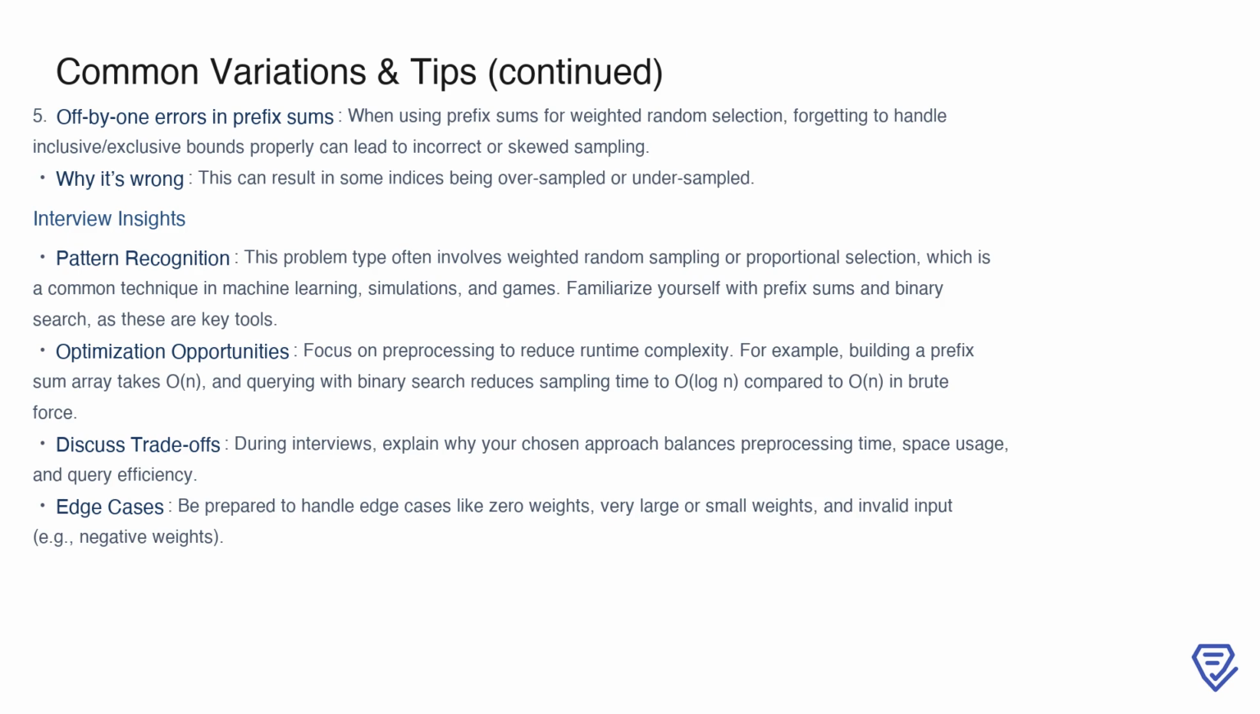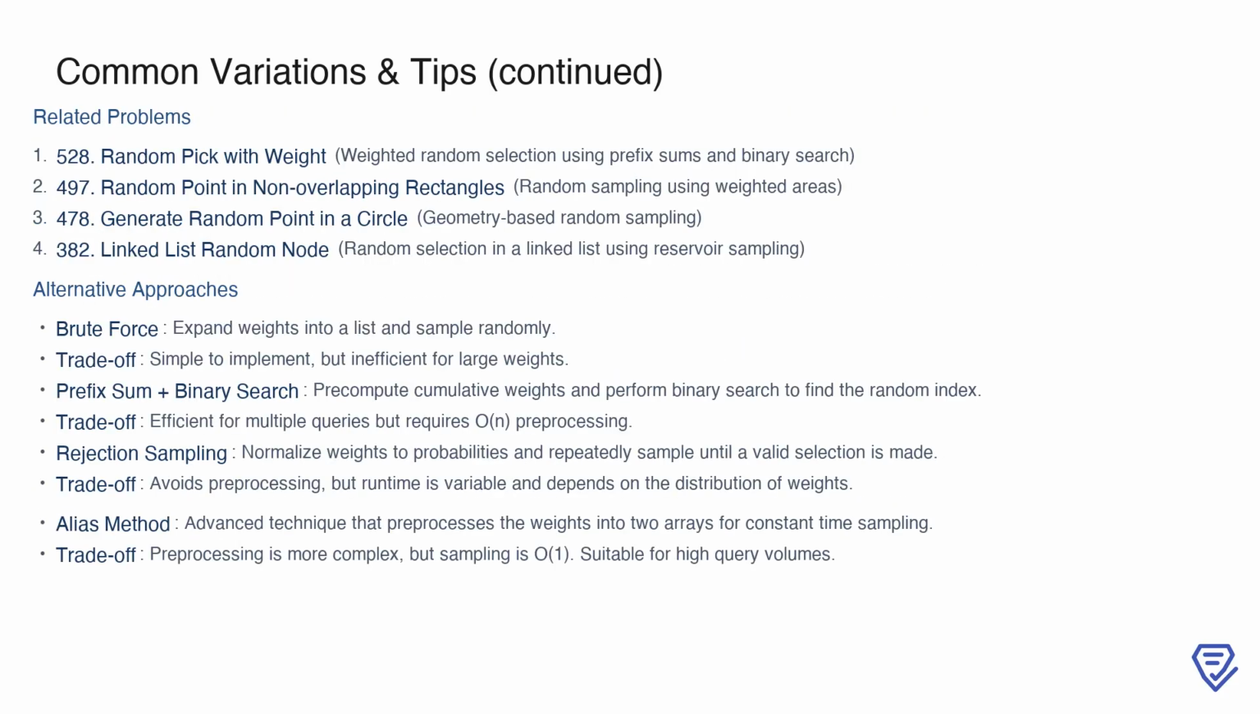During interviews, always discuss trade-offs, such as pre-processing time versus query performance, and demonstrate your ability to balance these factors. Also, be ready to handle edge cases, like scenarios with zero weights, extremely large or small weights, or invalid inputs such as negative weights. This problem is part of a family of related challenges that test your ability to implement weighted random sampling in different contexts.